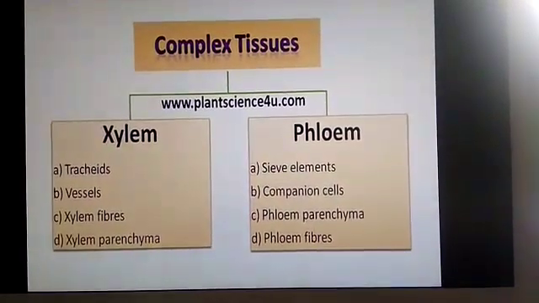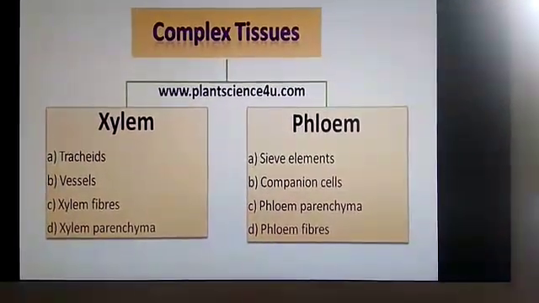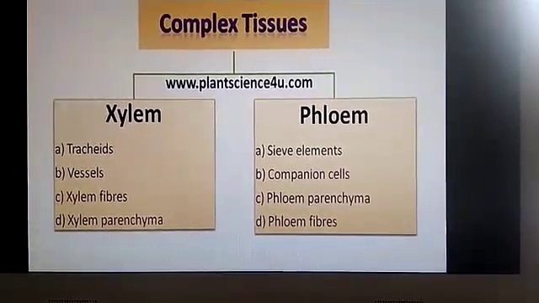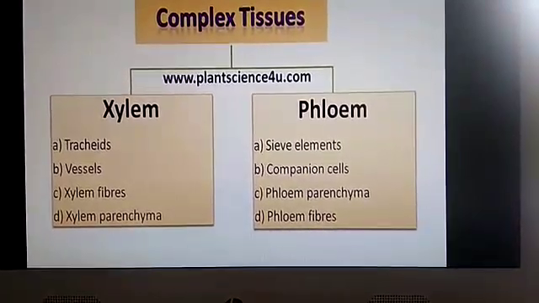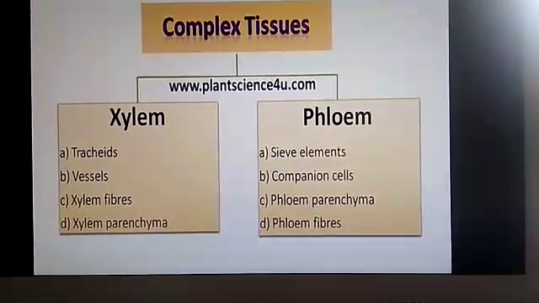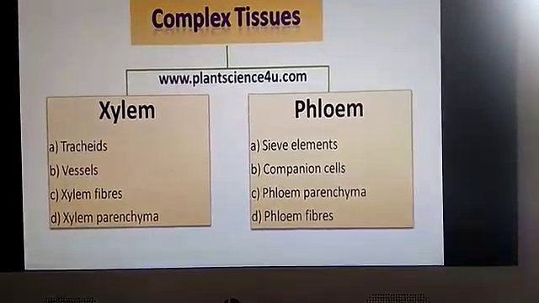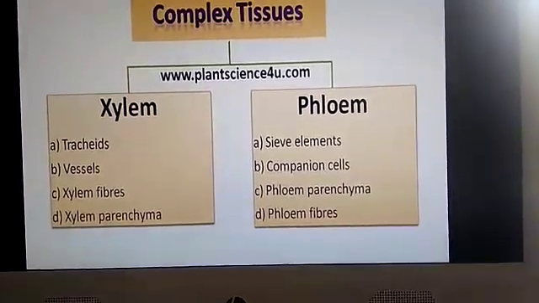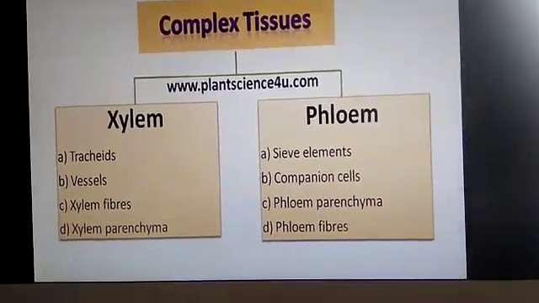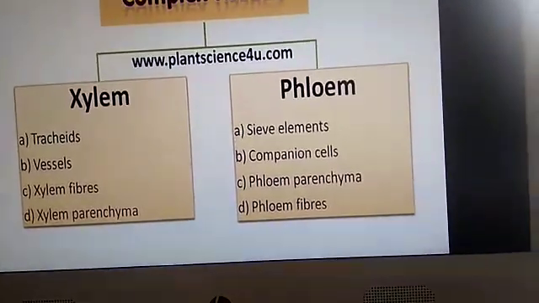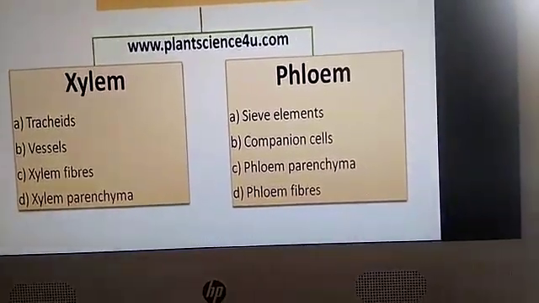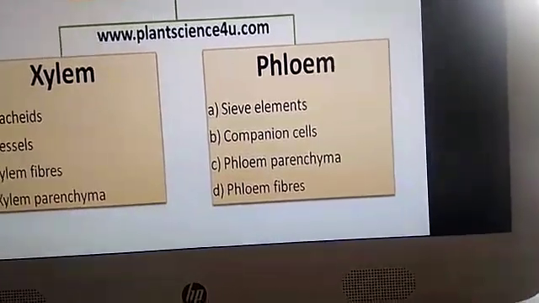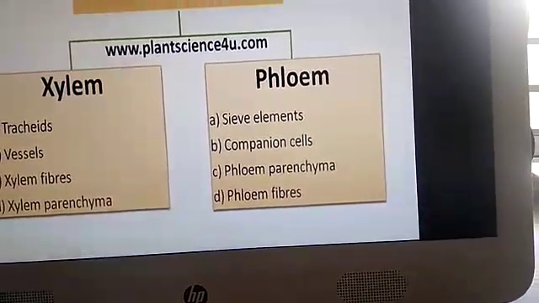Next, complex tissues. Complex tissues are divided into two, that is xylem and phloem. Xylem tissue has tracheids, vessels, xylem fibers and xylem parenchyma. Phloem tissue consists of sieve elements, companion cells, phloem parenchyma and phloem fibers. And these two words, xylem and phloem, you have studied in your previous class in 8th standard in the first chapter, that is transpiration, about xylem and phloem and their functions, how they help the plant.